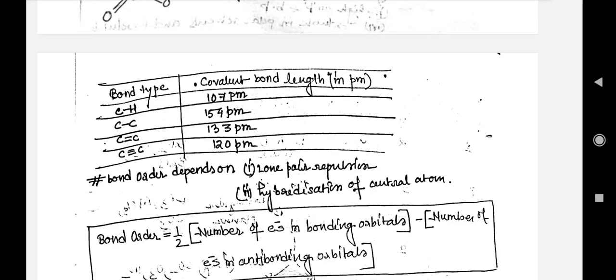What does bond order mean? Bond order is half of the number of electrons present in bonding orbitals minus the number of electrons present in antibonding orbitals. Actually the bracket is not there, which is a wrong misconception. Bond order equals half into the number of electrons in bonding orbitals minus half of the number of electrons in antibonding orbitals, then it can be correct.